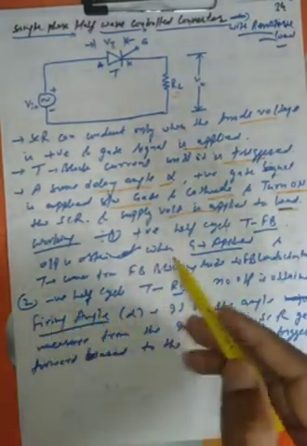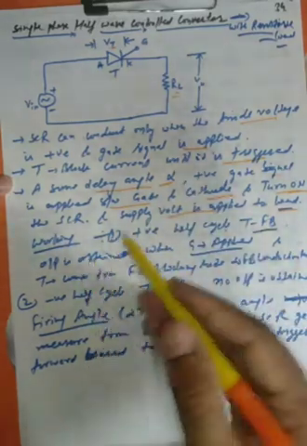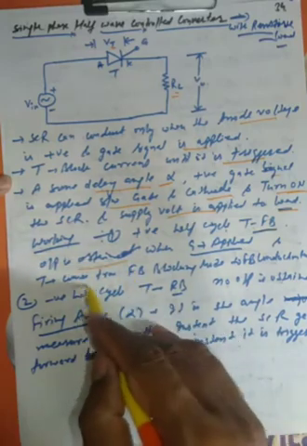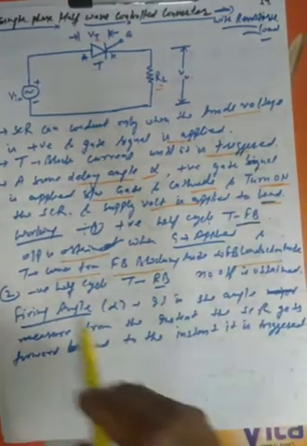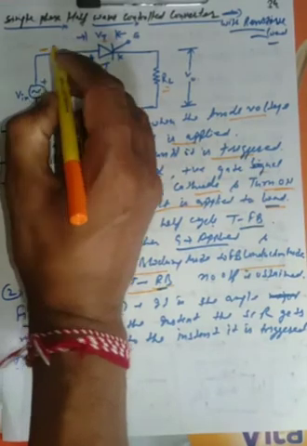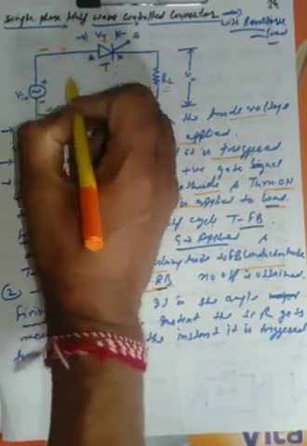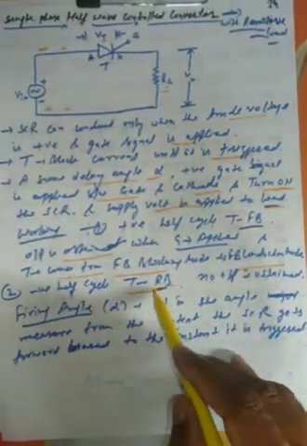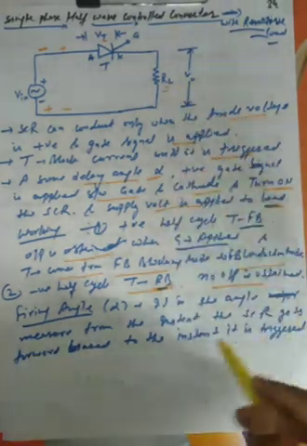Working for the positive half cycle: the thyristor is in forward bias and a gate signal is applied, so output is obtained, and the thyristor goes from the forward blocking mode into the forward conduction mode. For the negative half cycle, the thyristor is in reverse bias. You can see that in the positive half cycle the anode is positive and the cathode negative, so it is forward biased, and in the negative half cycle it is reverse biased, so no current or voltage is obtained across the output.